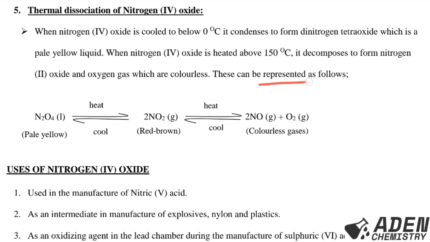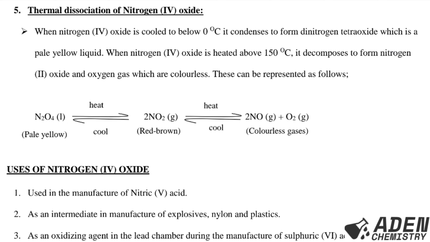This can be represented as follows. So here is the starting point. We're having nitrogen peroxide gas. If we cool it to a temperature below 0 degrees Celsius, it condenses to form dinitrogen tetraoxide, which is written N2O4, which is liquid. So its color is pale yellow liquid.